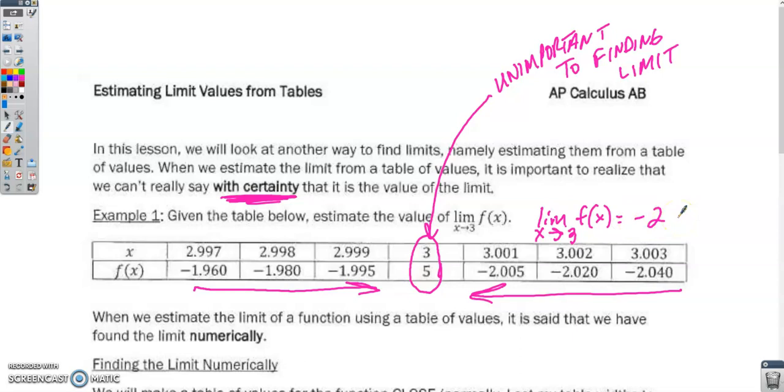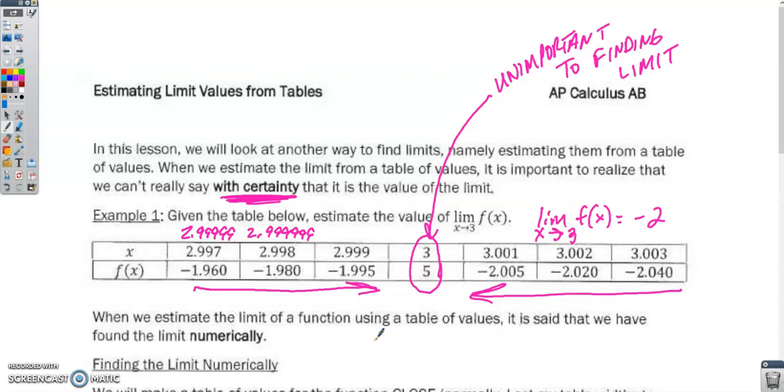Now, like I said, we're not certain. It's possible that if we put more values in this table, maybe if we put 2.99999 and 2.999999, maybe the values start shooting off towards -infinity or positive infinity. We can't really say with 100% certainty, but it is most likely in this situation that this limit is going to be -2.